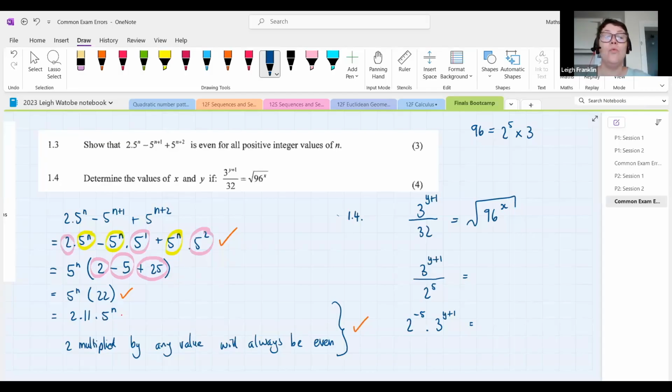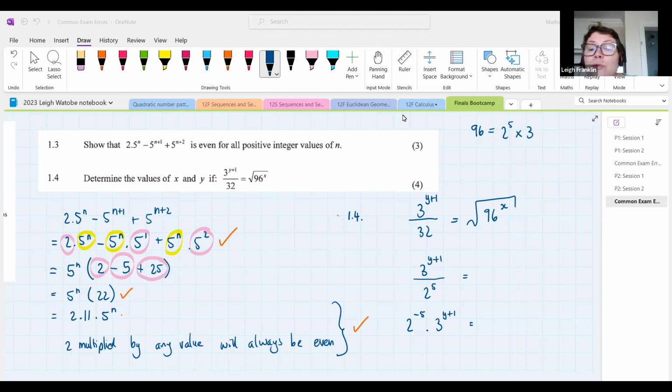3. So now we're starting to get excited, because we've got 2 to the power of something times 3 to the power of something on the left. And now we've got 2 to the power of something times 3 to the power of something on the right. Why am I getting excited? Because if I have like bases, I can equate my exponents and solve. But I still need to deal with this root.